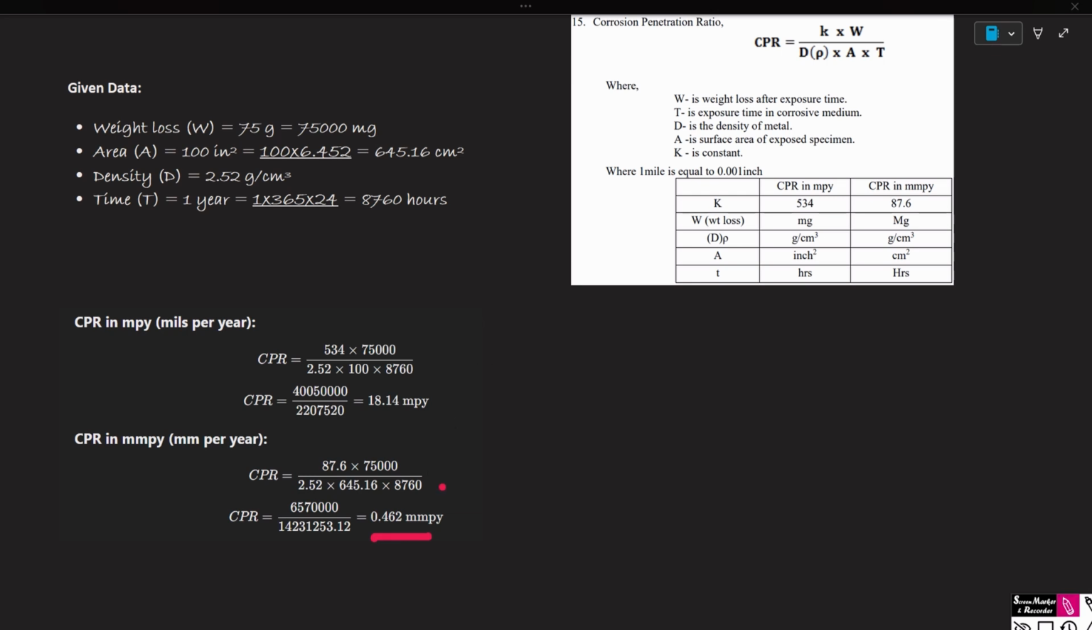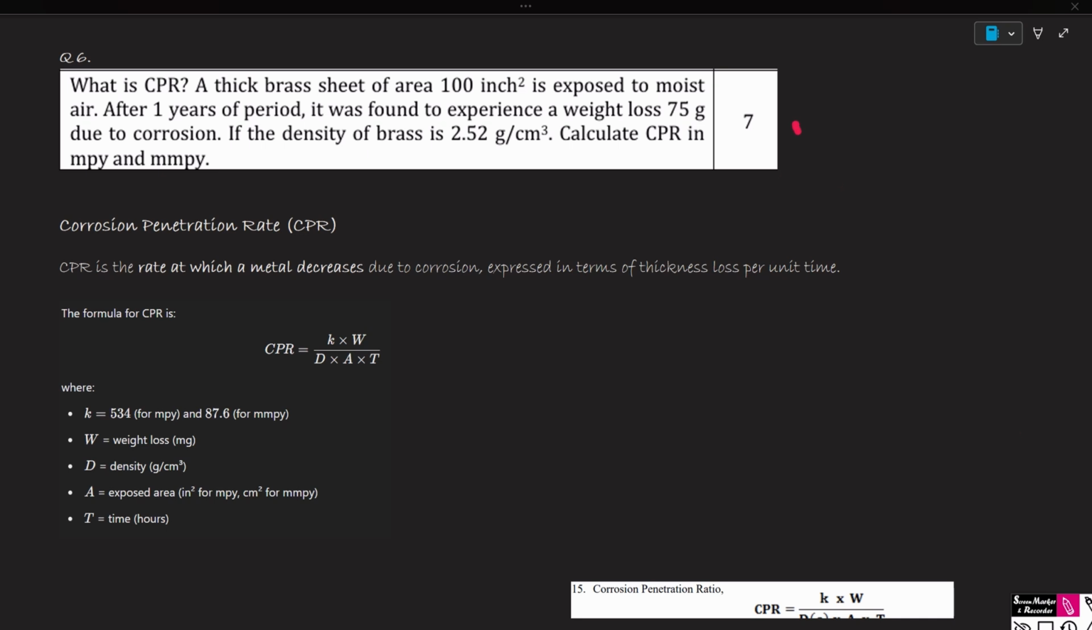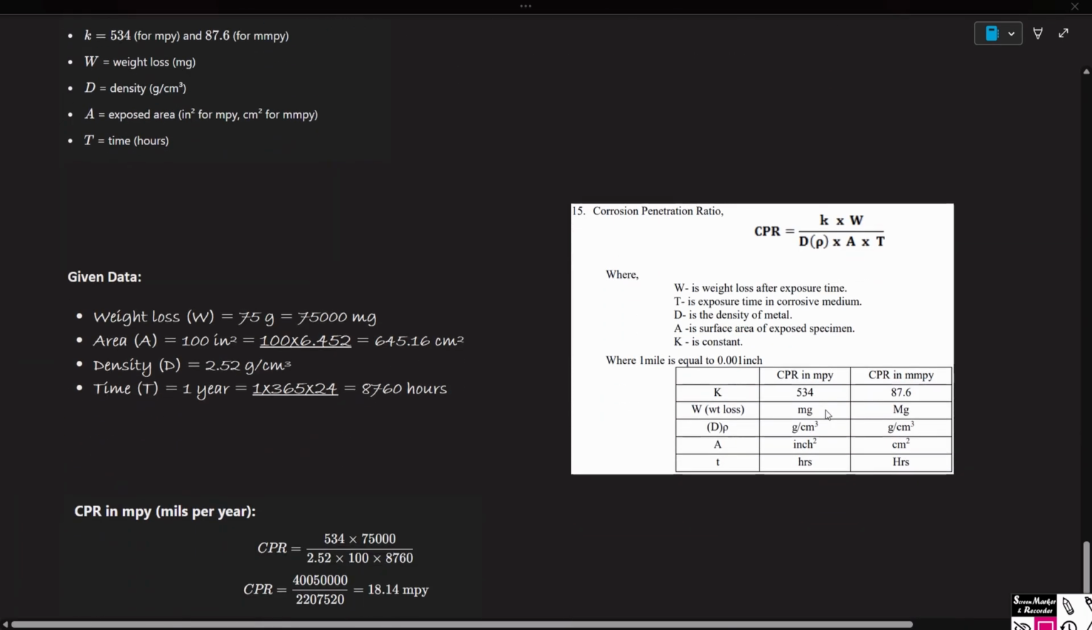See friends, this is really easy. So don't skip this numerical, just write it. You will easily get 7 marks, and the formula and the values to be plotted are also mentioned in the VTU handbook. So try to attempt this numerical, and the most repeated numerical is the brass one. Just remember to change the inch square into centimeter square, and also to change the constant depending upon MPY or MMPY.